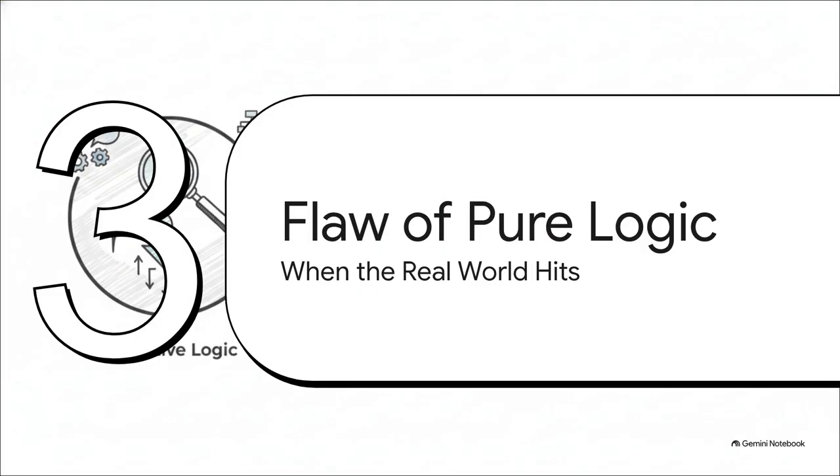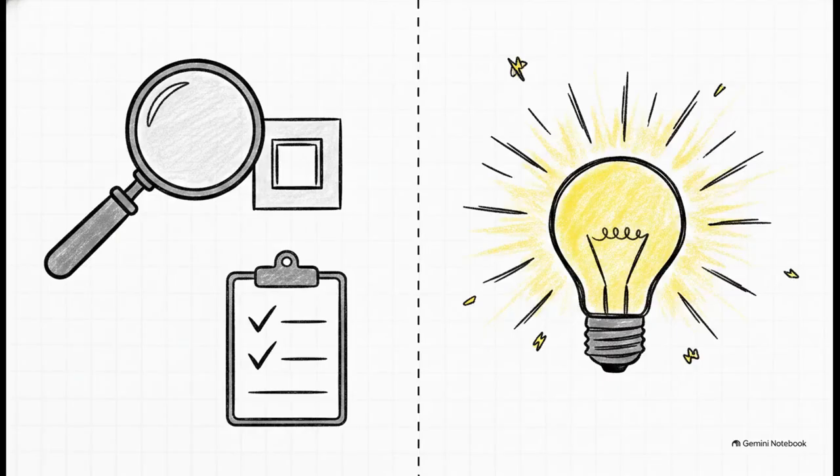Section 5, the flaw of pure logic, when the real world hits. So formal logic is brilliant at verifying theories that already exist. If you give it a rule, it can tell you for sure if your data fits, but it cannot spark the initial leap of discovery.